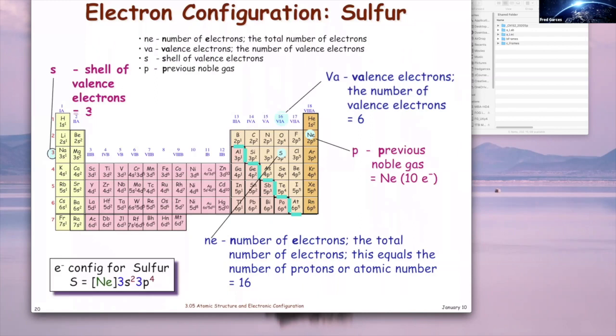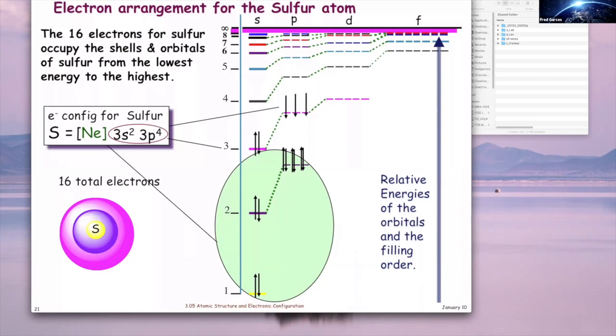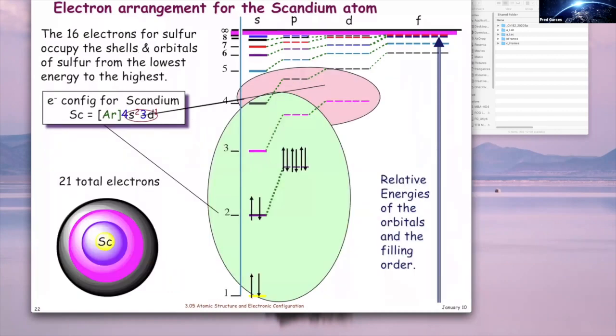Let's do a more complicated one. Well, this is sulfur again. I'm trying to show you a different illustration of what's going on. That's your neon core, 3s2, 3p4. Okay, that's the electron configuration for sulfur. Your valence electron count is 6 right here. That's for sulfur. The next one I want to do is scandium. Okay, let's do scandium.